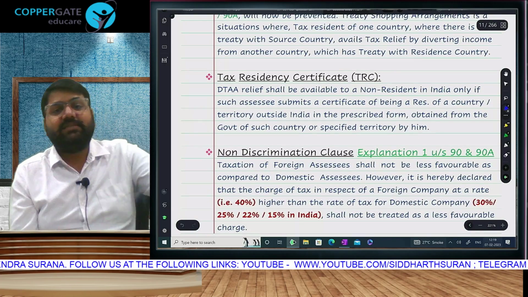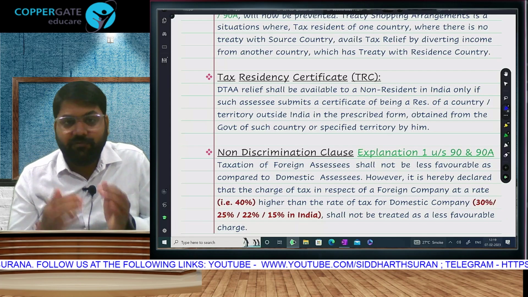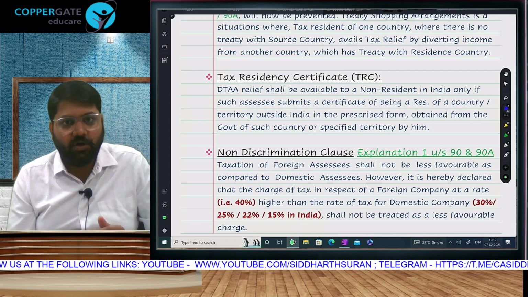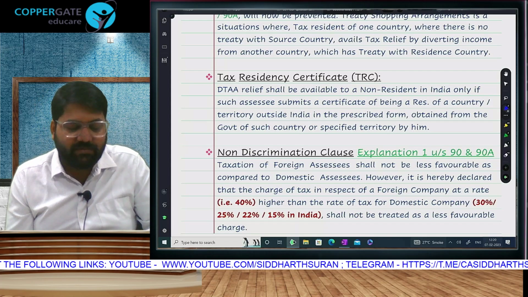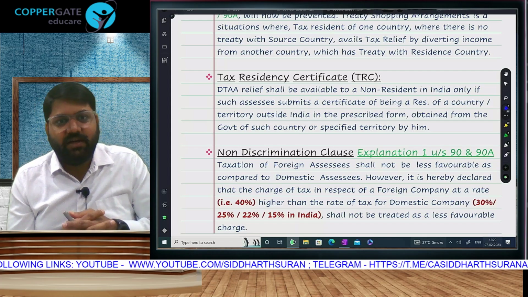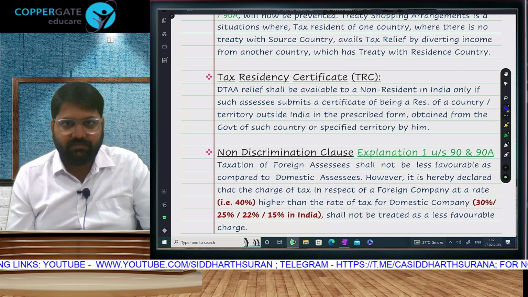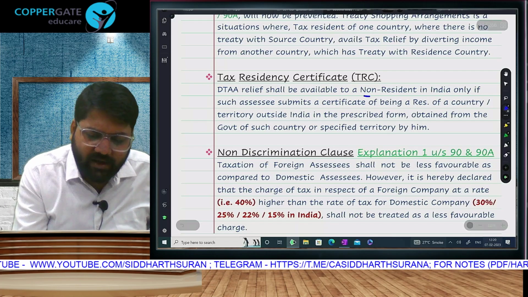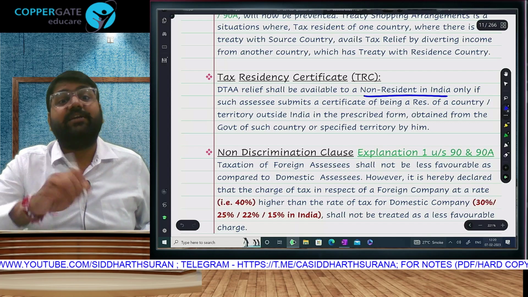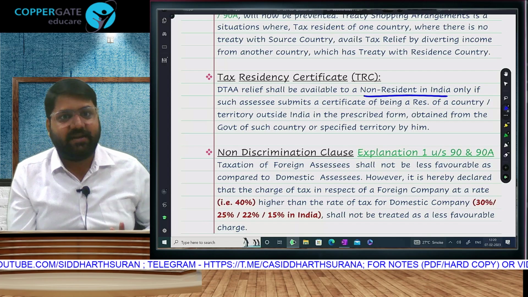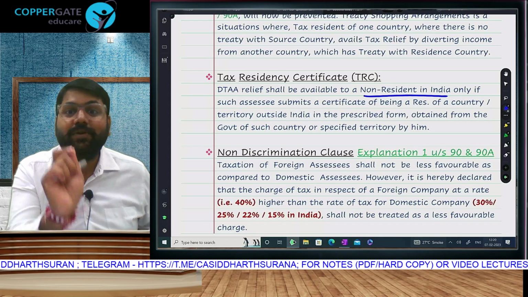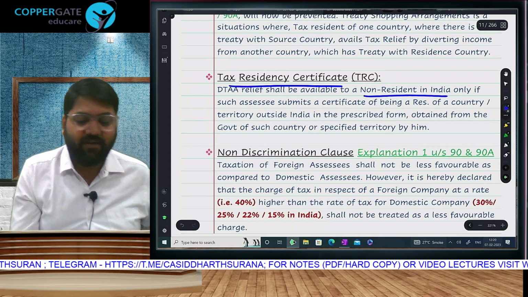Next, tax residency certificate. If you are a non-resident in India and you are taking DTAA benefit, on what ground? That you are a resident in some country, and as per the treaty, that country should get tax. So India will leave the tax. No problem. You are a non-resident, and as per the treaty, the country of residence will take tax. See, treaty by treaty we can decide that. India is ready to leave tax, but bring it in writing from that country that you have become a resident.